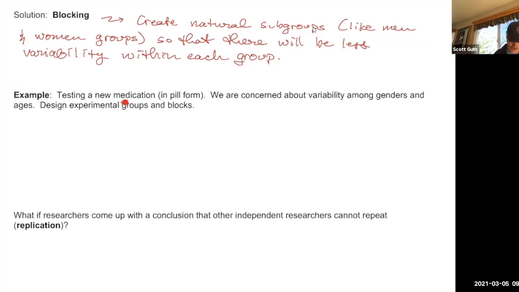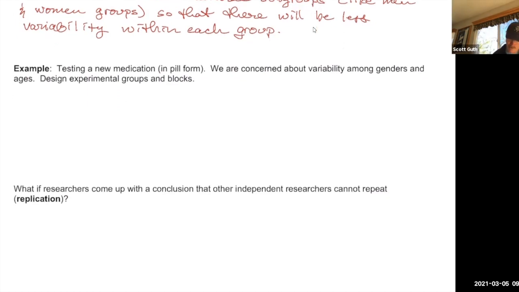It says, example, testing. We're testing a new medication in pill form. So we're concerned about variability among gender and age groups. So it says design experimental groups and blocks. I guess we need to separate the men and the women, but we should probably also create age groups. I imagine these are adults, so we could do 20 to 29, 30 to 39, 40 to 49, 50 to 59. So you see how I'm going to make groups with all these age groups. Each one of these will have less variability. We could say 70 plus on the last one, maybe.